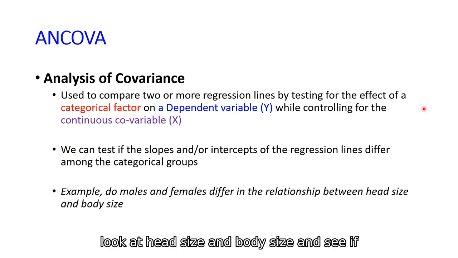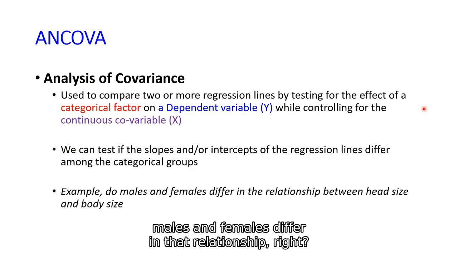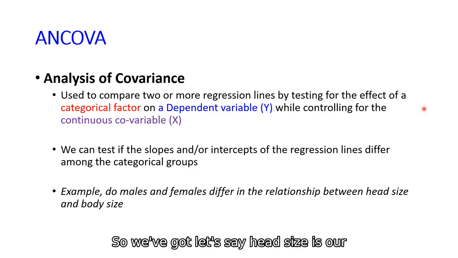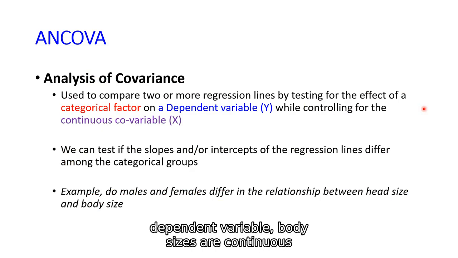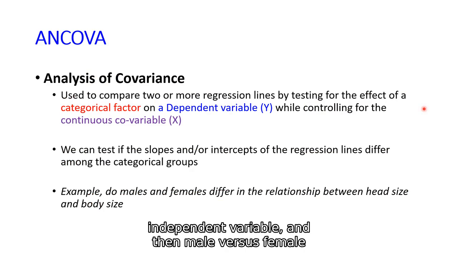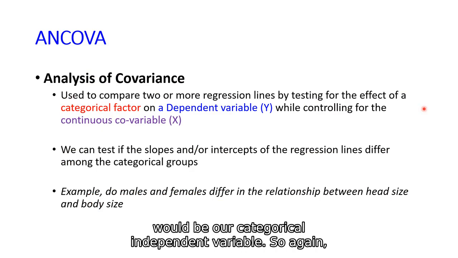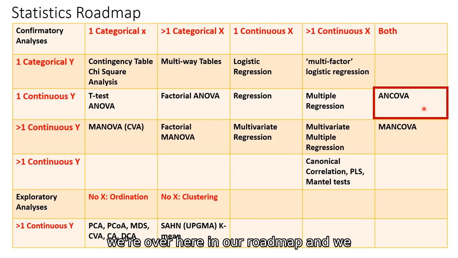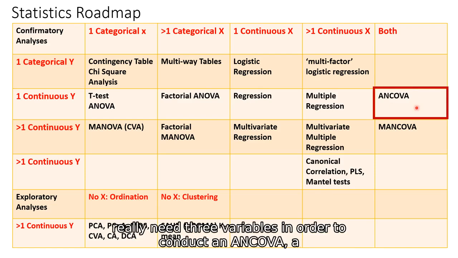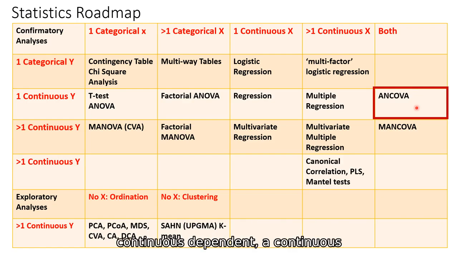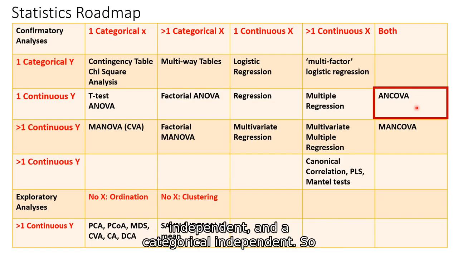Okay? So for example, we could look at head size and body size and see if males and females differ in that relationship, right? So let's say head size is our dependent variable, body size is our continuous independent variable, and then male versus female would be our categorical independent variable, right? So again, we're over here in our roadmap, and we really need 3 variables in order to conduct an ANCOVA: a continuous dependent, a continuous independent, and a categorical independent.